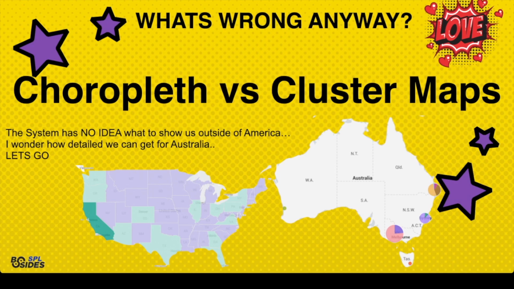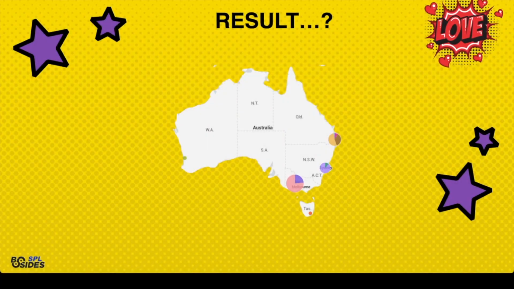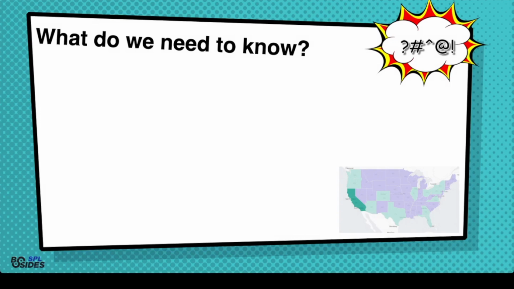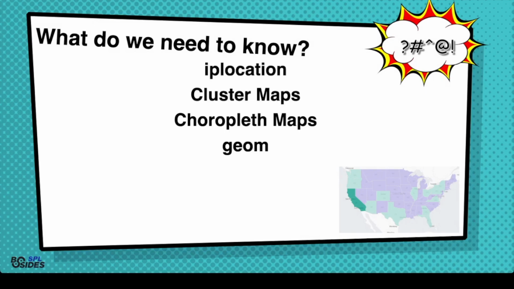And it's great, but it's not as beautiful as it is in America. That's what we want to fix. So essentially, we want to turn this into this. We want to turn that beautiful cluster map into something quite a lot nicer, into our choropleth map. And to do that, we need to know and understand a few components of Splunk.